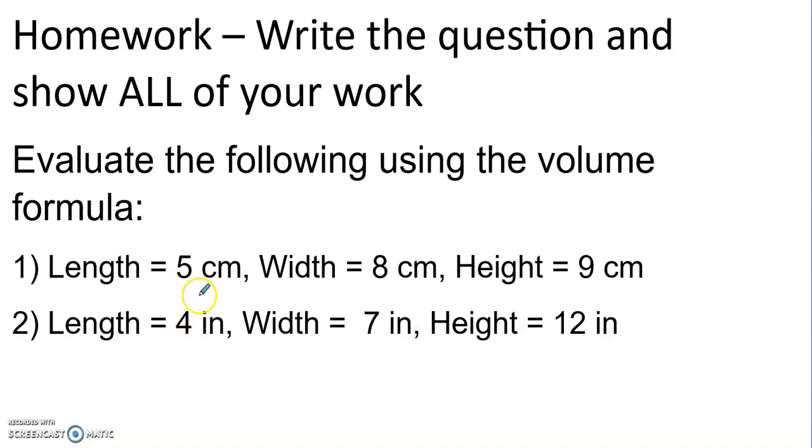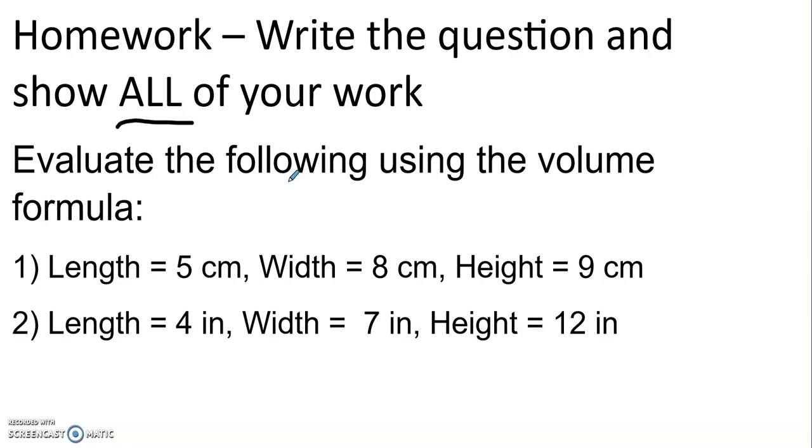So remember, it's length times width times height, and your answer is going to be cubic. So for number 1, your answer is going to be cubic centimeters, or centimeters to the 3rd power. In number 2, it's going to be cubic inches, or you could say inches to the 3rd power, or inches cubed. I want you to show all of your work. You may use any process that you want. Just don't forget the area of the base would be length times width. Okay? So you're going to be multiplying them anyway.